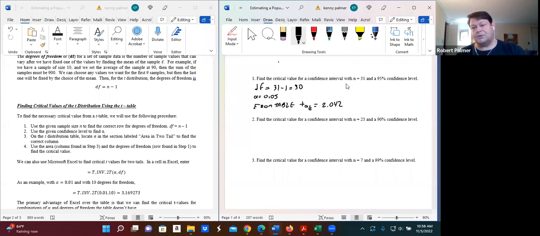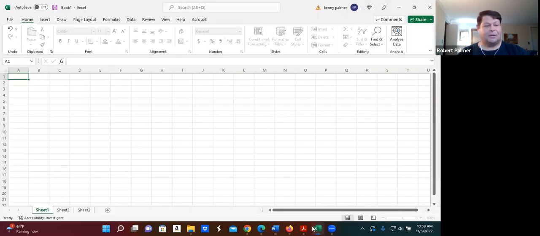Let's just squeeze this here. In Excel, we're going to use T.INV.2T, and then alpha, which is 0.05, and then degrees of freedom, which is 30. Let's find out what that is. I have a few more significant figures because we'll be using Excel.